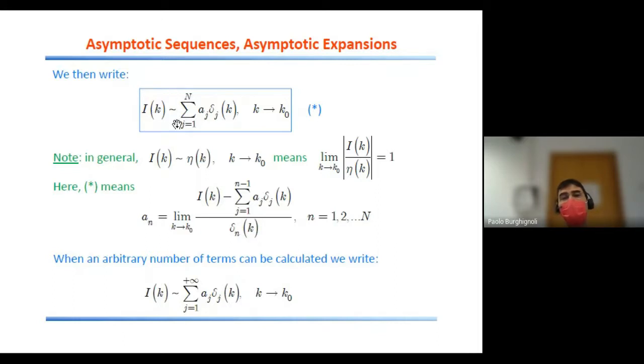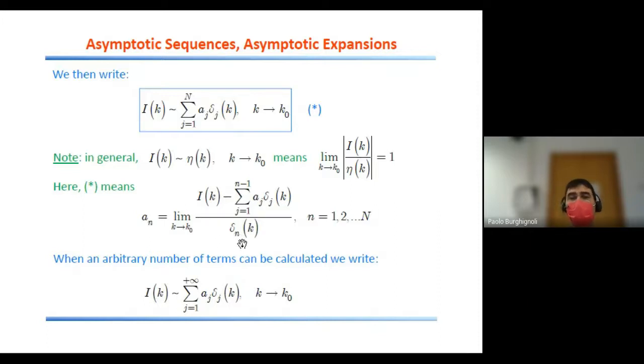Note that the tilde is also used in a slightly different way to compare two functions. That is, we use the tilde to compare two functions I and eta, meaning that their ratio in absolute value tends to 1. Okay. However, in this case, when on the right-hand side we have an asymptotic representation, or better, an asymptotic series with respect to some asymptotic sequence, the precise meaning is exactly the one I gave you, so that it is possible to evaluate any of those coefficients, a sub j, simply by subtracting from the left-hand side, so from I of k, the truncated version of the right-hand side up to the index n minus 1, and then divide this difference by delta sub n.